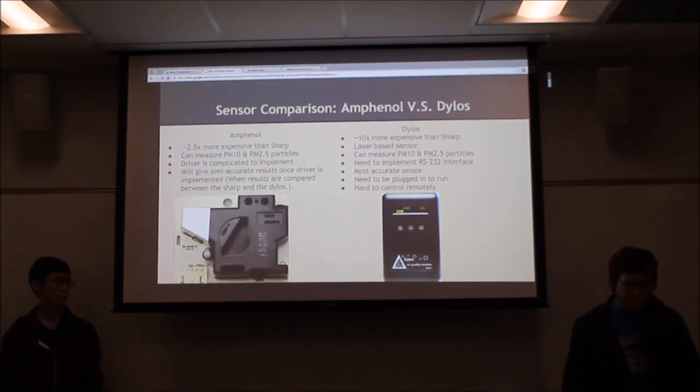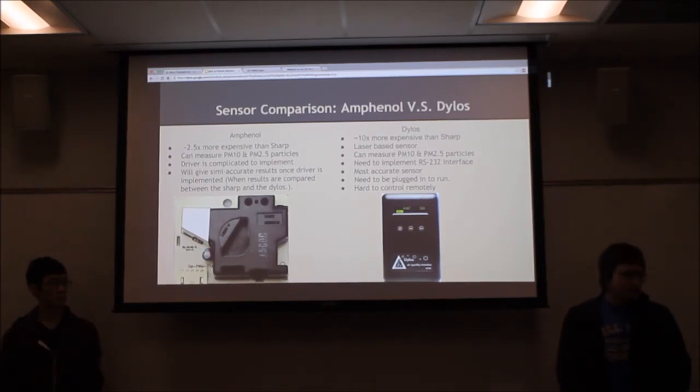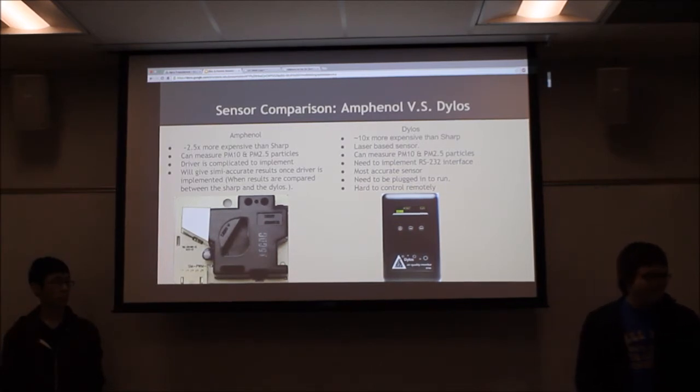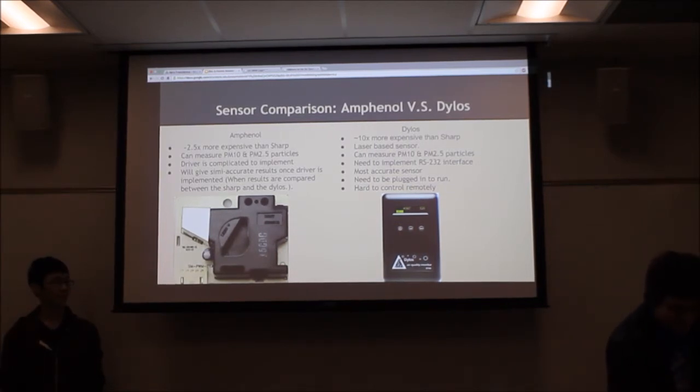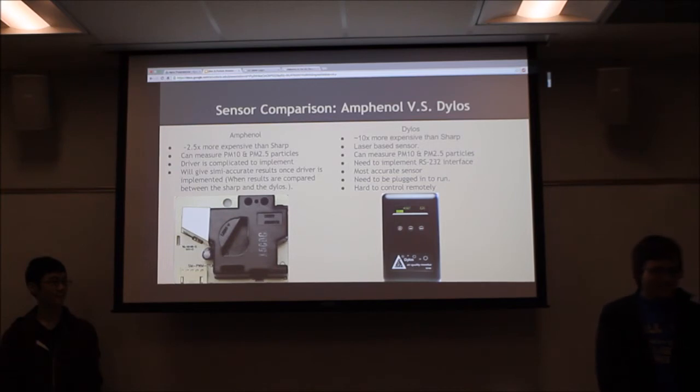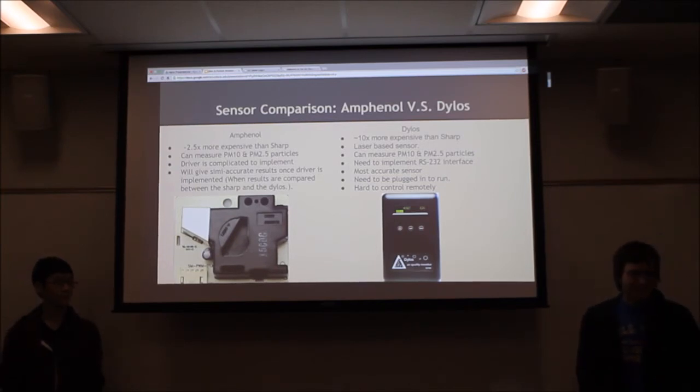Now, one thing to note as far as accuracy is concerned, a lot of times the Amphenol sensor, my bad, if there's not that many particles in the air, the line will never go low, meaning it will never really detect the particles in general. So that's just one of the accuracy trade-offs that you get with the Amphenol sensor as opposed to the Dylos, if you compensate for that.